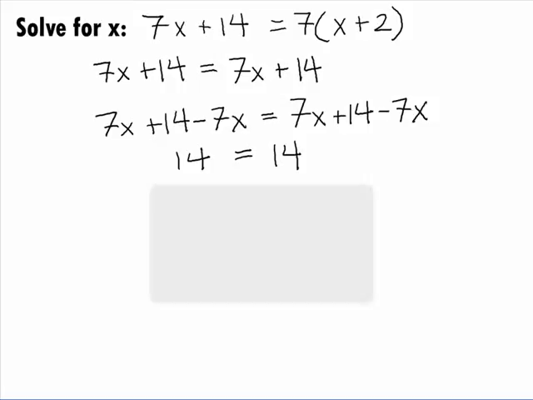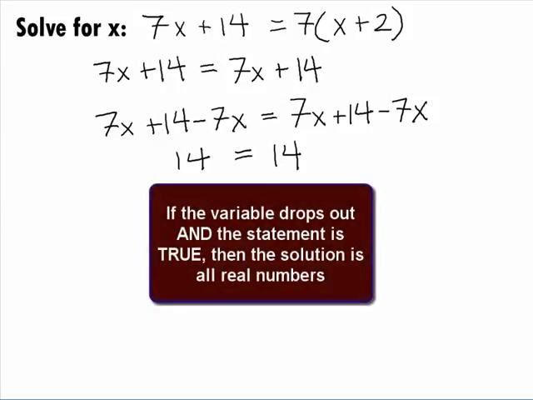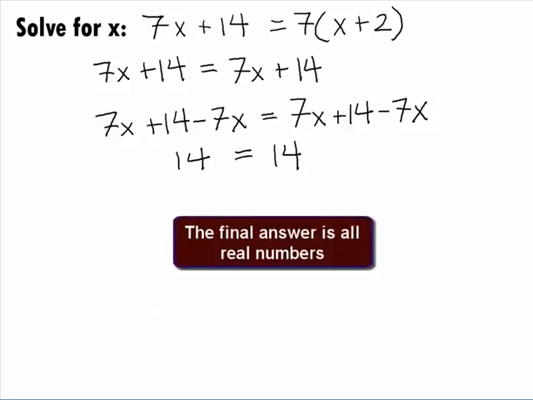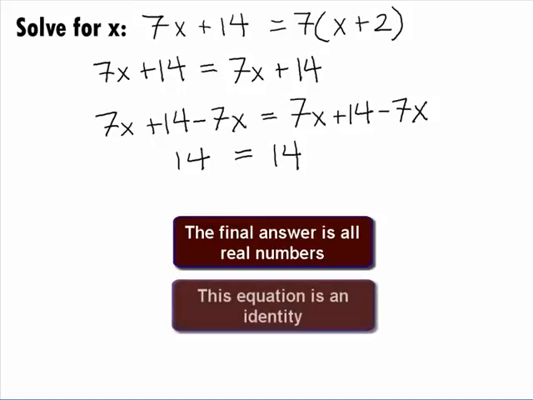Whenever the variable drops out and you end up with a true statement, like 14 equals 14, then the solution is all real numbers. This means that any real number that we plug into the original equation will make the left side equal to the right side. So our final answer here is all real numbers, which means this equation is an identity.